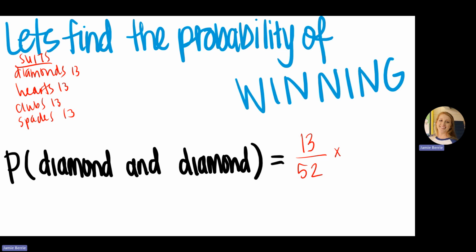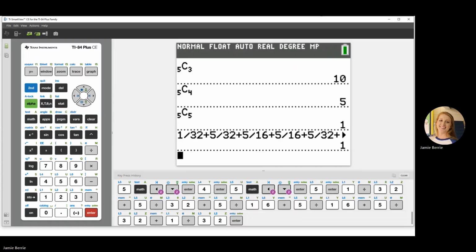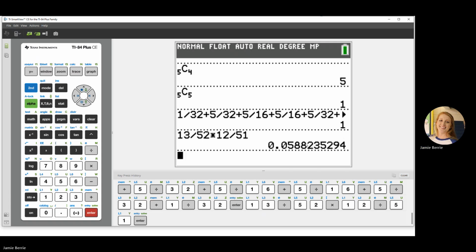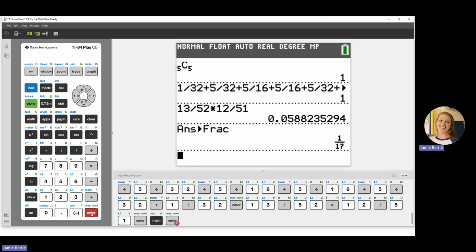All right, but then if we draw a diamond, that card gets taken out. There's only 51 cards left. And if we drew a diamond the first time, there's no longer 13 in there. There's now 12. All right, so let's calculate that probability. Let's get our calculator. 13 over 52 times 12 over 51. All right, let's see if we can make that into a fraction. Nice, 1 out of 17.